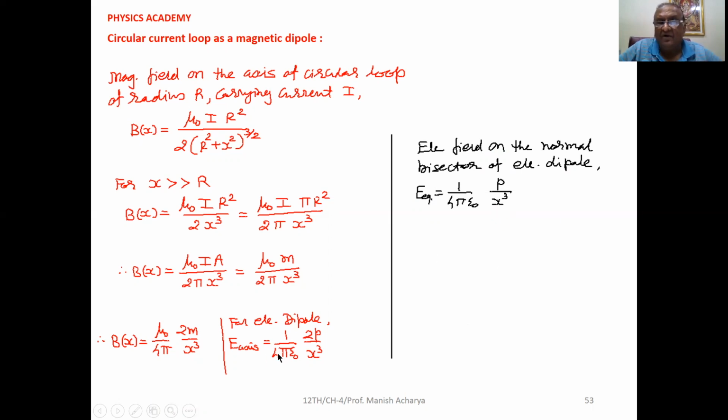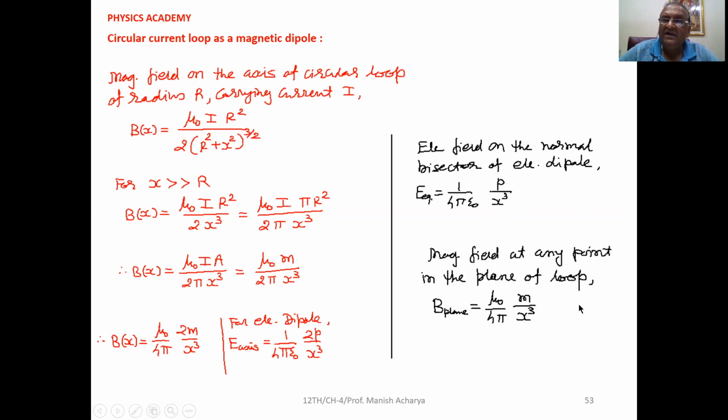So from this analogy, directly we can write the equation for the magnetic field at any point in the plane of the loop. So that is mu 0 upon 4 pi. This constant is replaced by mu 0 upon 4 pi. Here electric dipole moment, here magnetic dipole moment upon x cube. Clear?